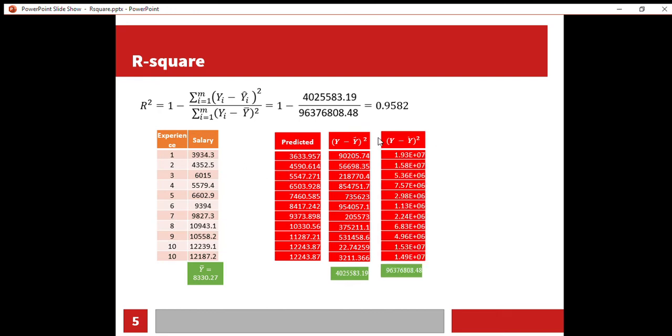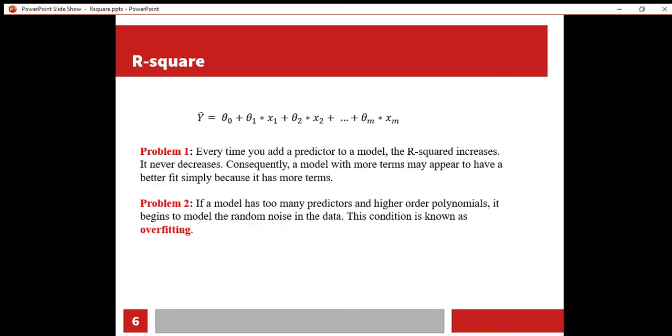Now we compute this value minus the mean, squared, plus the second value minus the mean value, plus the third value minus the mean value, and so on. So we have this sum of values, and 1 minus this value divided by this gives 0.95, which is a high value. So if you have a high R square, in this case we see our model is good. Our model fits the data, that is the best fit to our data. But we have some problems with R-squared.